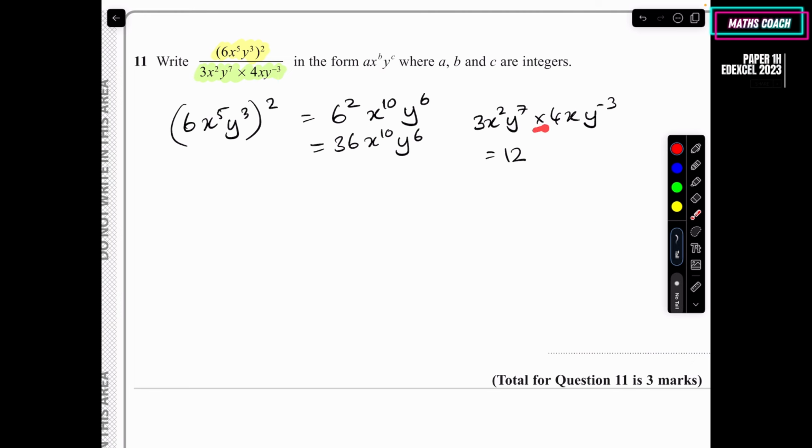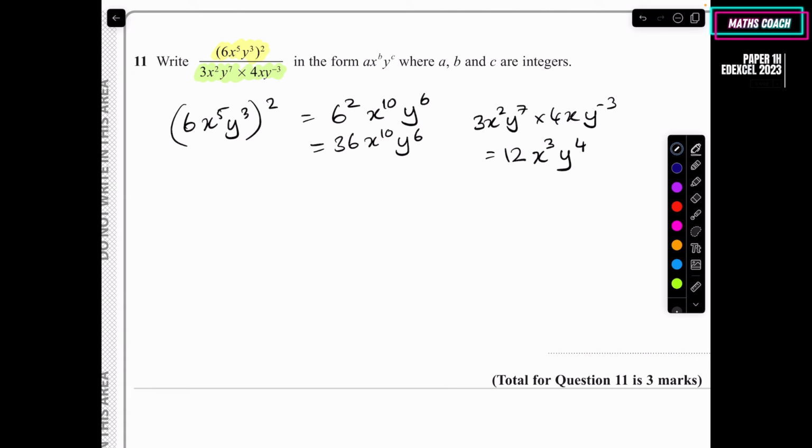So what do you do when you're multiplying? Well, you just add the powers. So 2 and the 1. That will give us x to the power of 3. And same goes for the y. So that's y to the 7 plus minus 3. Now, when you do a plus minus 3, the minus is dominant. So it's 7 minus 3. 7 minus 3 is 4. So it's y to the power of 4.